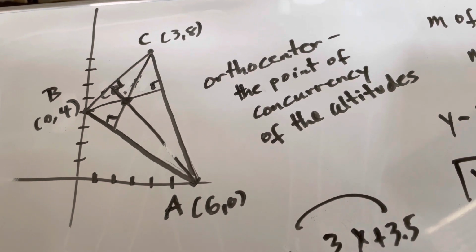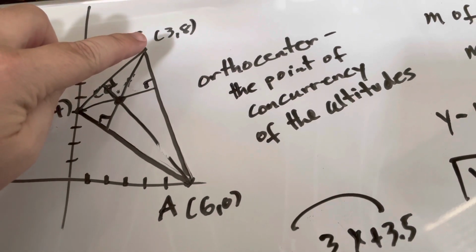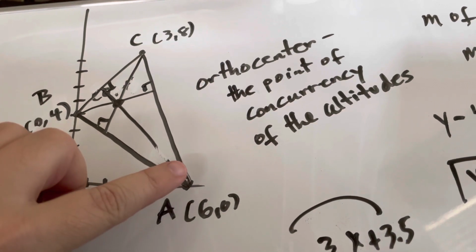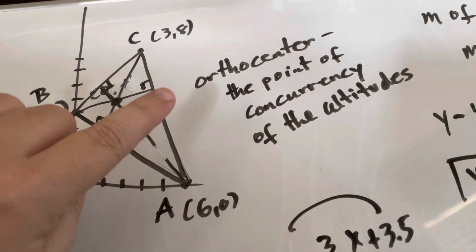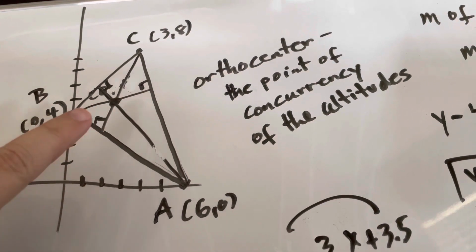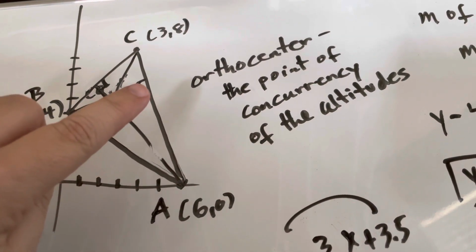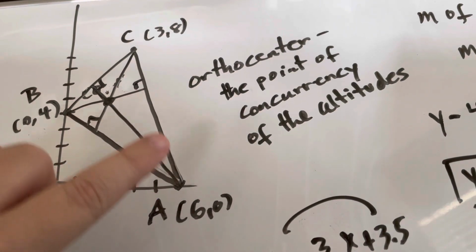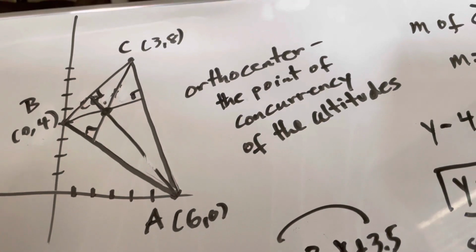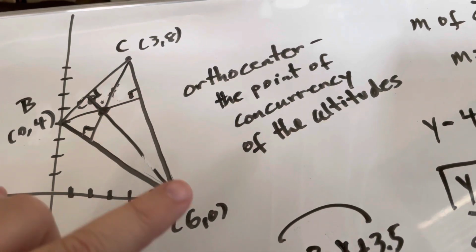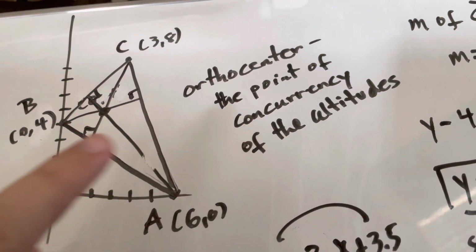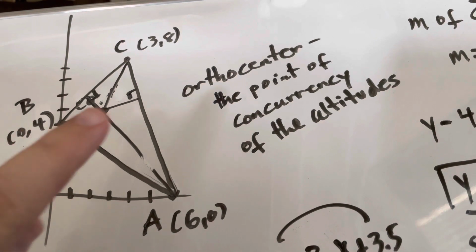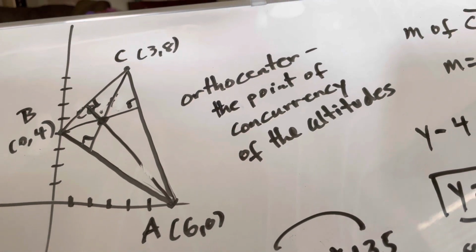So basically what you do is you find the slope of one side and then take the negative reciprocal of it, because this line is going to have the negative reciprocal slope since they're perpendicular to one another. So if you find the slope of this line and use its negative reciprocal and that point, you can find the equation of that line. And then you do one more.